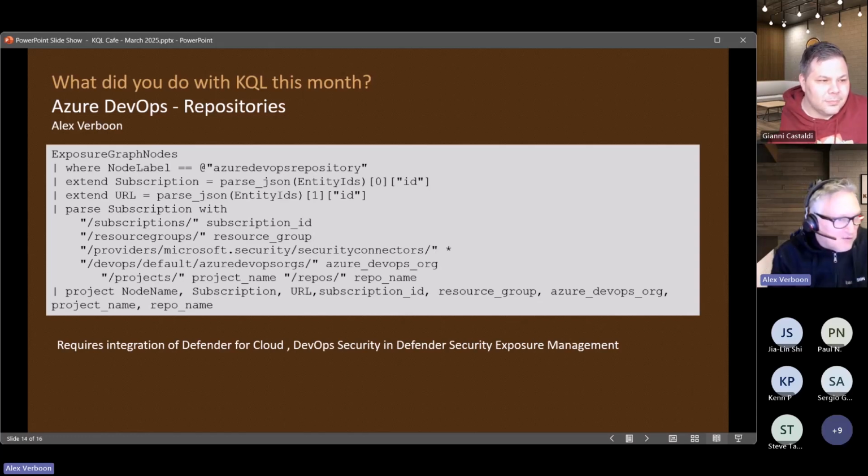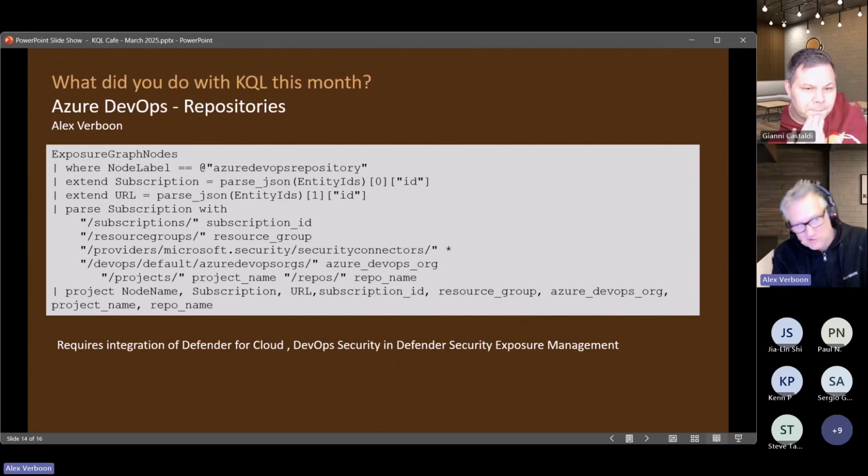And as I was playing around with the exposure nodes, and it always happens like that with me, and I guess with others as well, I was actually looking for something totally different. But then I did a distinct on the edge node labels, and since I recently connected my Defender for Cloud to Defender XDR, in the exposure management and the underlying KQL tables, I noticed, hey, I can easily get an inventory of at least all the Azure DevOps organizations and repositories in the environment. So that was an easy one. Took me a couple of minutes, but there we go.